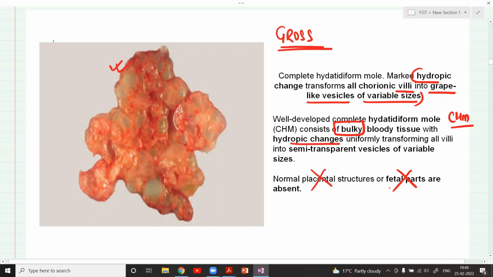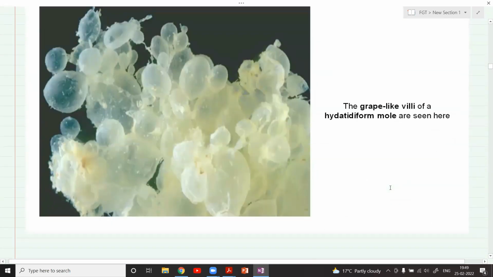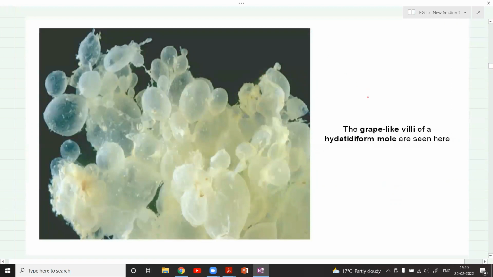So these gross findings are again very important, because later they are going to help us differentiate from the partial mole. This is an exam question, and in the viva you will be asked this question. These simple questions will make a lot of difference. This is another diagram just showing the hydatidiform mole, the grape-like villi that we see over here.